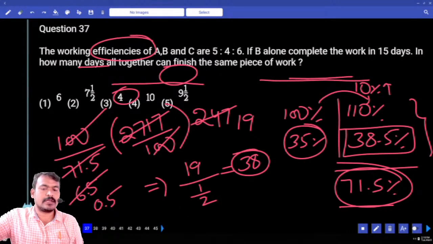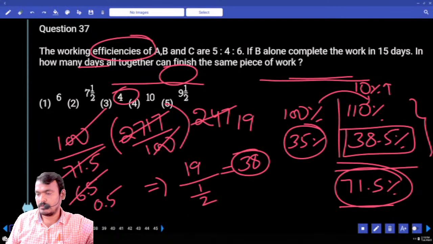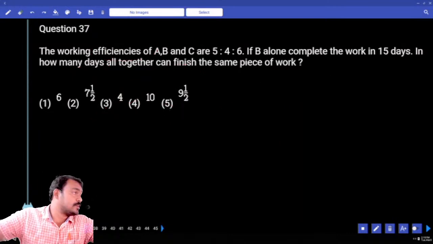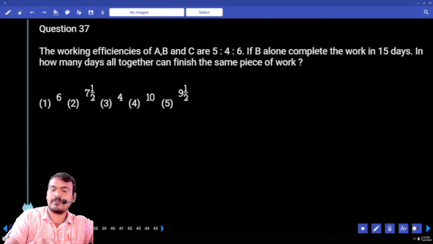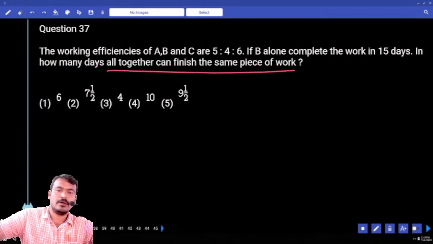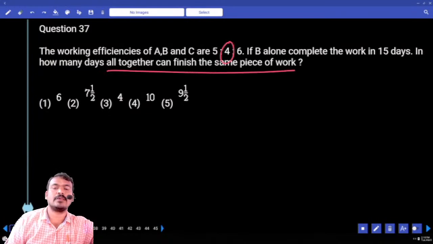Next question number 37. The working efficiency of A, B, C are given 5:4:6. If B alone completes the work in 15 days, in how many days all together can finish the same work? Same work. What is the B efficiency?